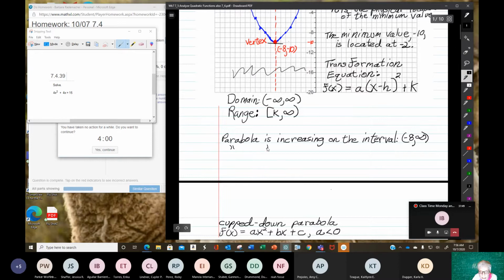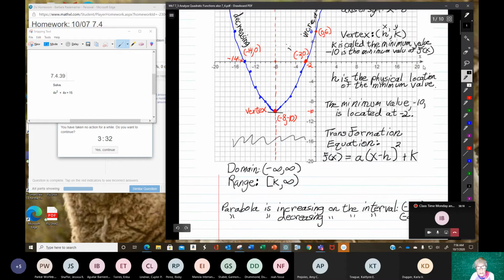The parabola is decreasing on the interval negative infinity to negative 8. Now notice that we're talking about intervals on the x-axis because we're talking about location. Where is the decrease happening? Where is the increase happening? So from negative infinity all the way into negative 8, the parabola is decreasing. From negative 8 all the way out to positive infinity, the parabola is increasing.